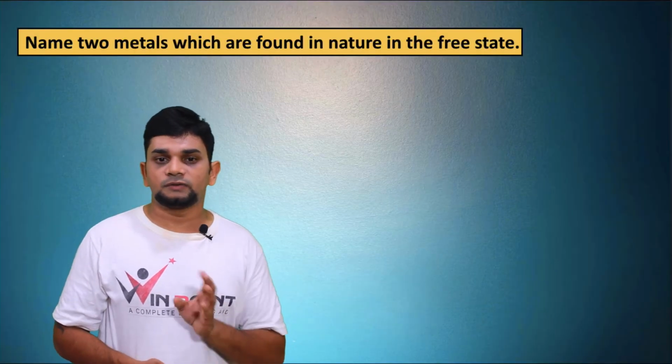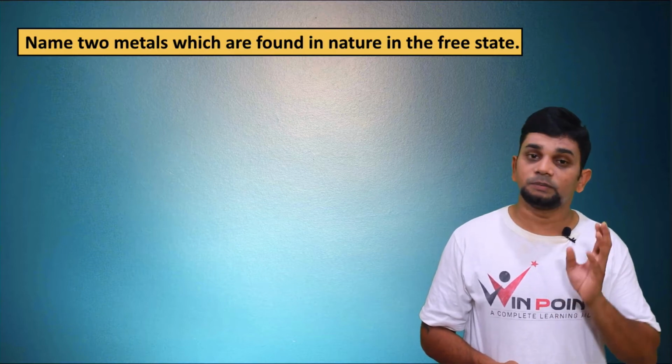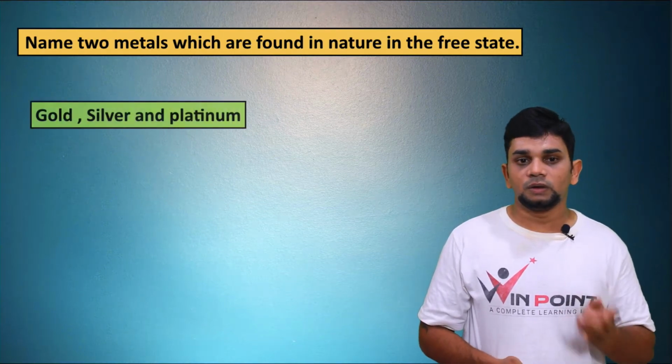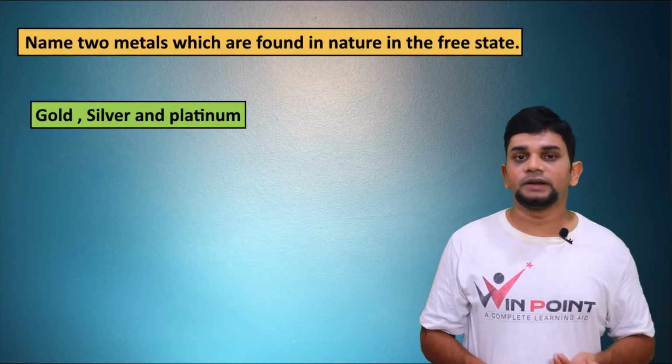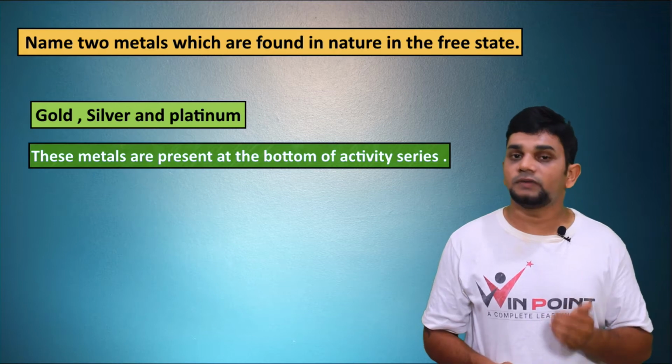Name 2 metals which are found in nature in free state. The metals which are found in free state are platinum, gold, silver. Gold, silver and platinum. These are noble metals, least reactive. These metals are present at the bottom of the activity series.